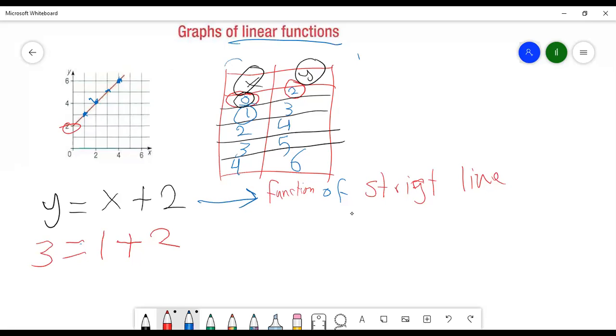Did you get the idea of how to come to a function of a line from its points? Any question? No. Okay, let's move on.